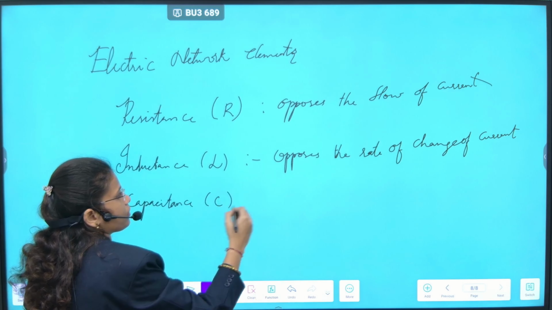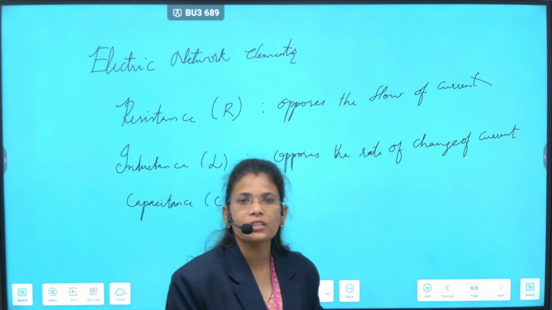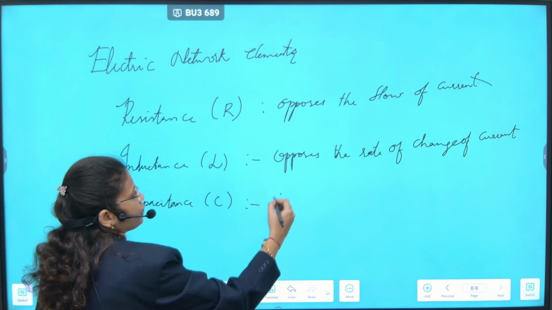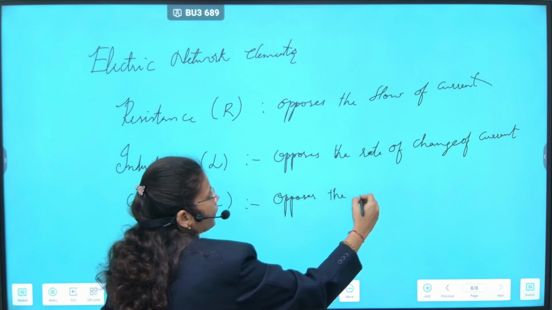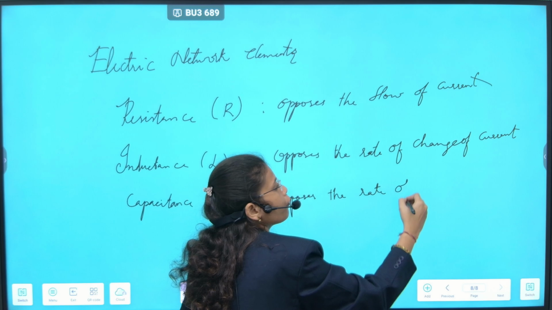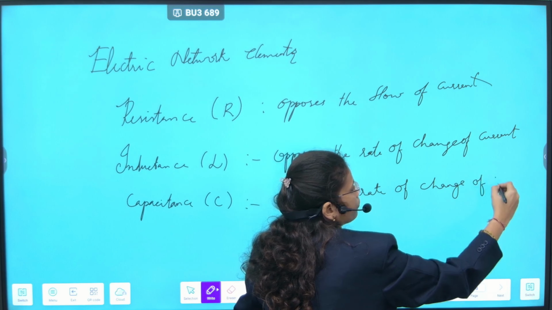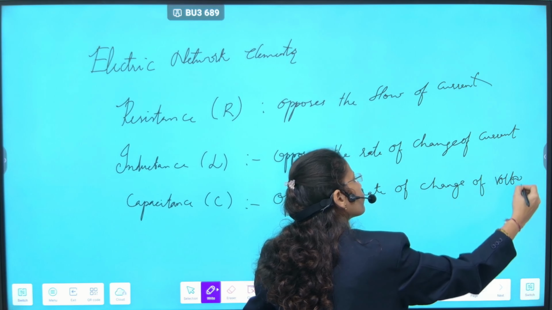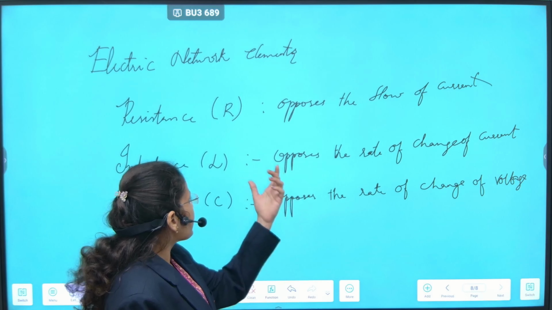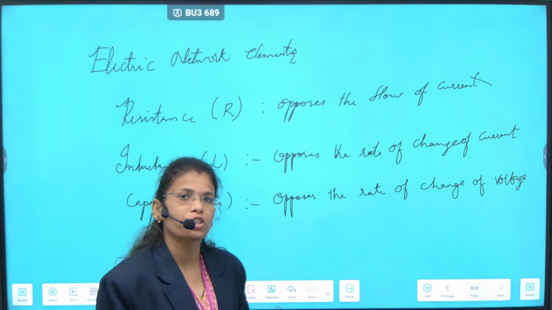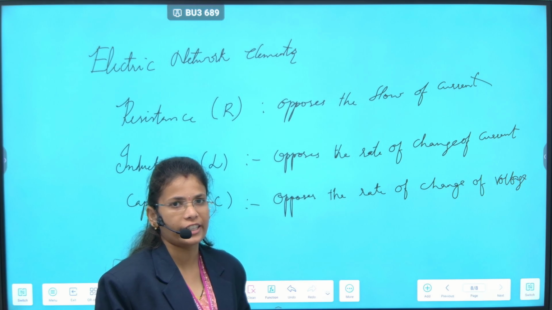Next, capacitance. Capacitance is the property of a material which opposes the rate of change of voltage. So a resistor opposes the flow of current, an inductor opposes the rate of change of current, and a capacitor opposes the rate of change of voltage through them.